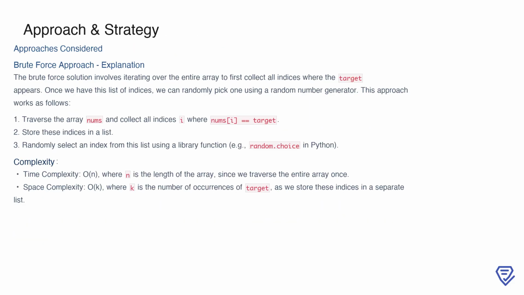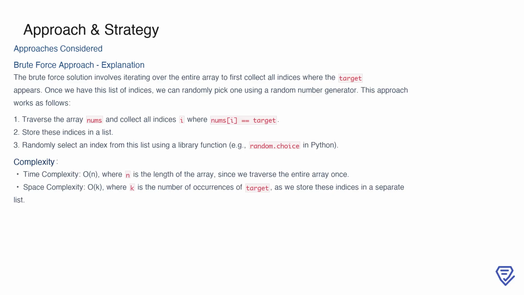To begin, let's consider the brute force approach for solving this problem. The idea is straightforward. We iterate over the entire array and collect all indices where the target value appears. These indices are stored in a separate list, and once we have this list, we can randomly select one of the indices using a built-in random number generator, such as random.choice in Python.